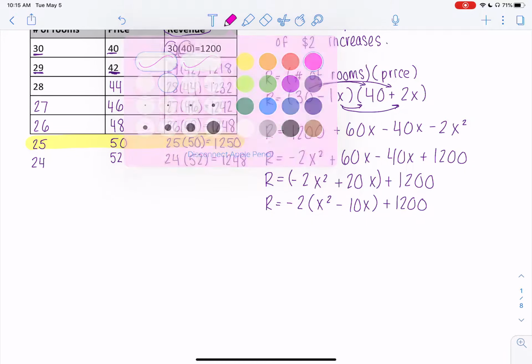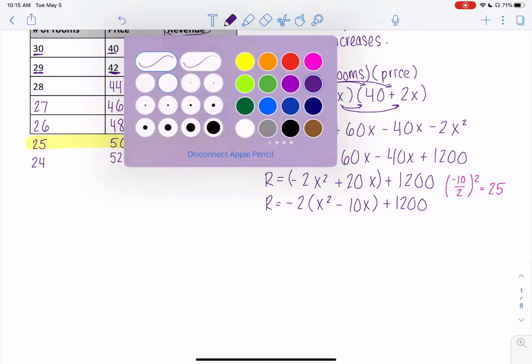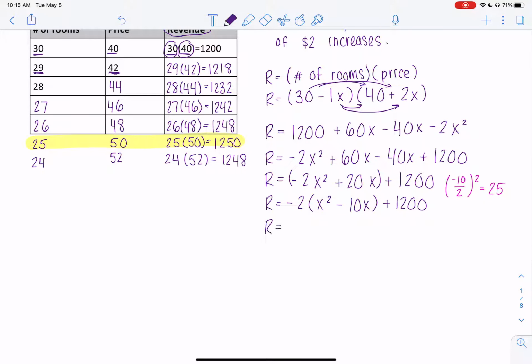Now we find that magic number that turns the stuff in the brackets into a perfect square trinomial. So negative 10 divided by 2, all squared. And that will give me 5 squared, which is 25. And I add and subtract 25.